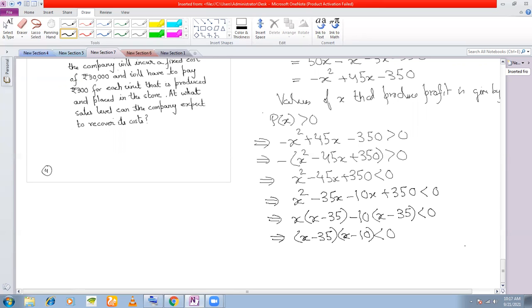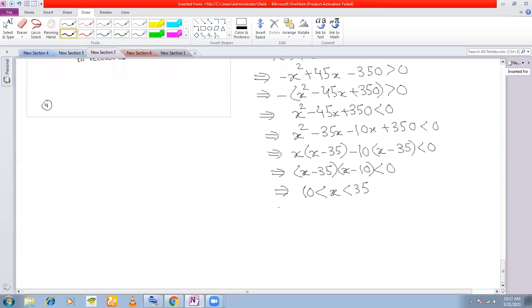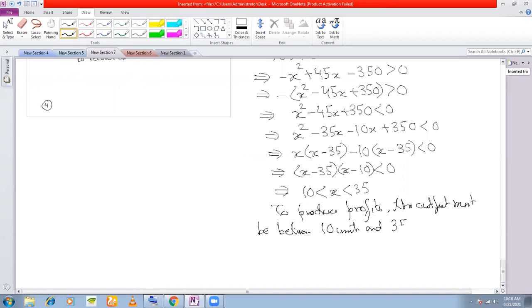Okay. So what are the values? x minus 35 into x minus 10 means take the lower value. That means to produce profits, the output must be between 10 units and 35 units. Okay, that's it. Third part.